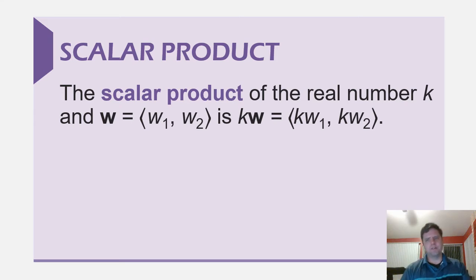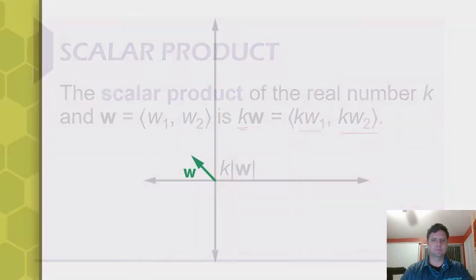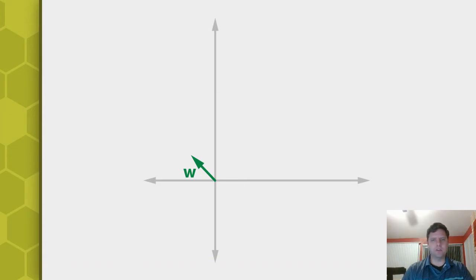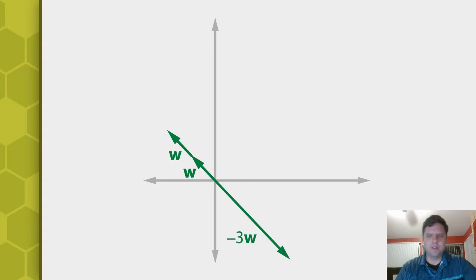Now, the scalar product of the real number k and some vector w just distributes in. So if we want to know a scalar product, let's say that this k could be any constant, like 2 or 3 or 4 or 10. All you do is multiply that by both the x coordinate and the y. So if I have a vector like w and I want two of them, 2w, well, then they would just get twice as long. If I had -3w, then it would just go the opposite direction, 3 times as long as w.